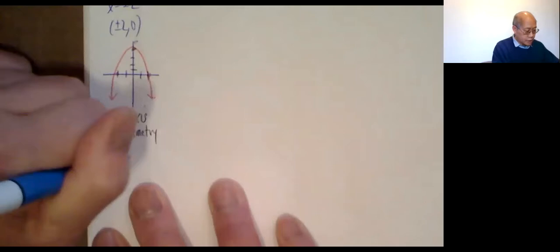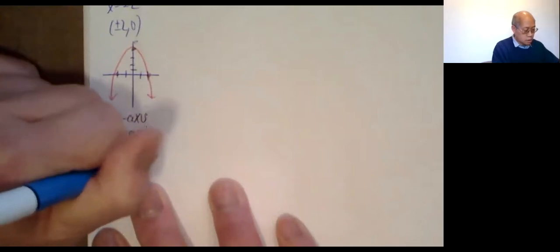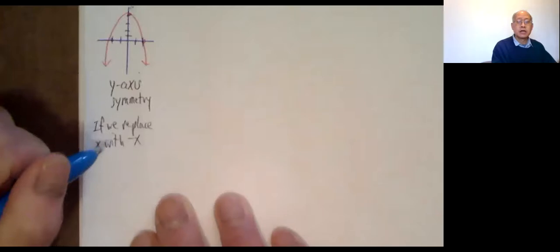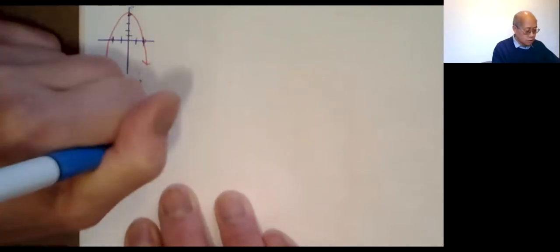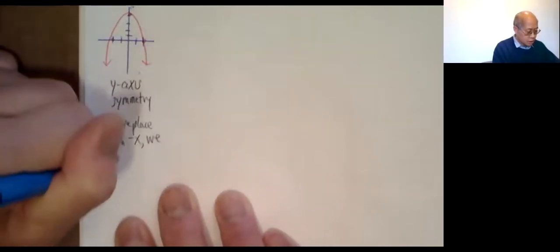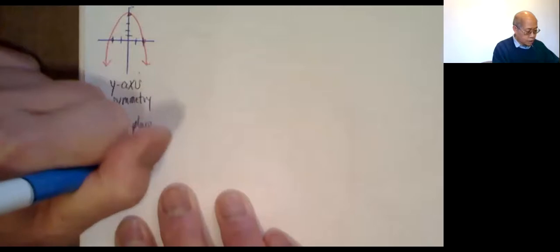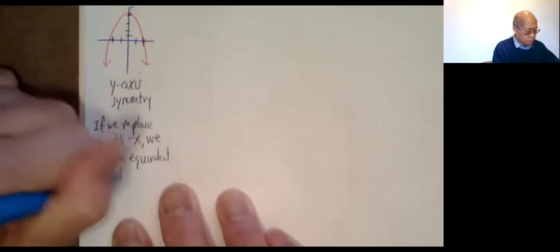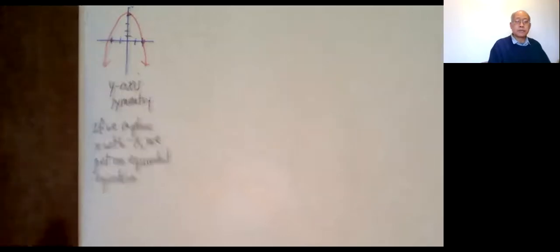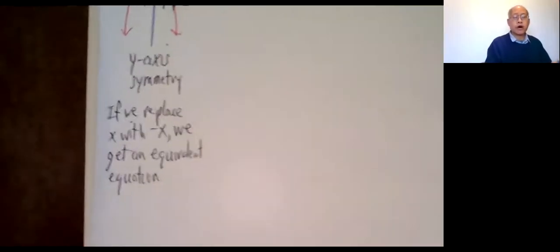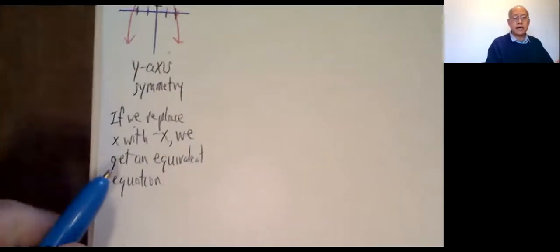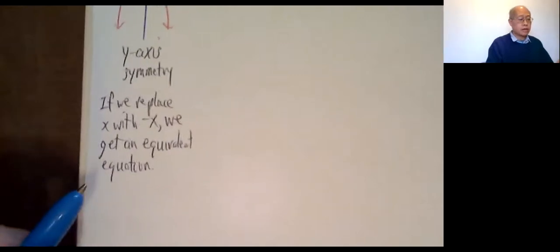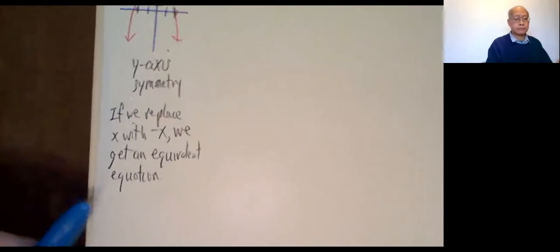If we replace x with negative x, we get an equivalent equation. So that's a characteristic of y-axis symmetry. If we replace x with negative x in the original, we get an equivalent equation. Okay, so what does that mean in this particular case?